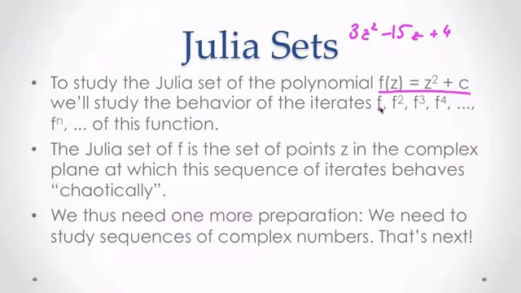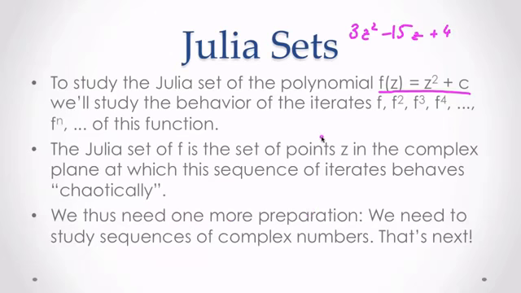And we will study the behavior of the iterates of this function, so f, f2, f3, f4, fn. The Julia set of such a polynomial is going to be the set of all those points z that we can plug in, for which the sequence of iterates behaves chaotically. We'll have to define exactly what we mean by that, but it'll become pretty clear by looking at some examples. That's a little bit more preparation.